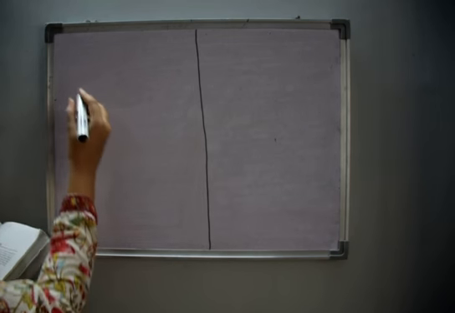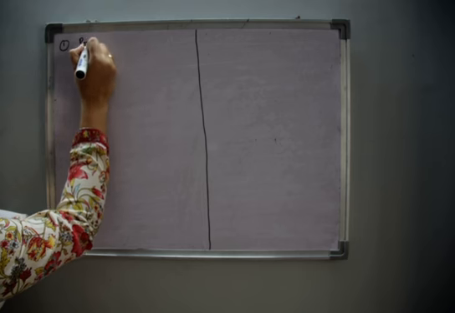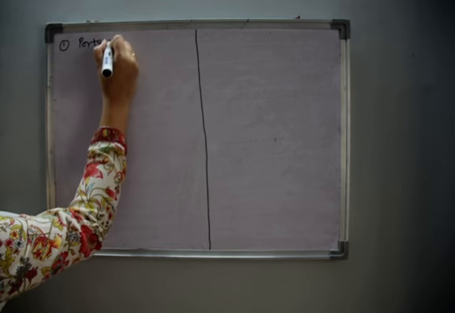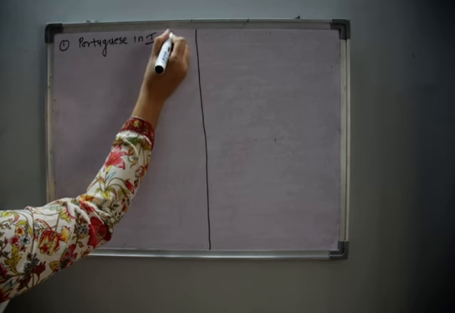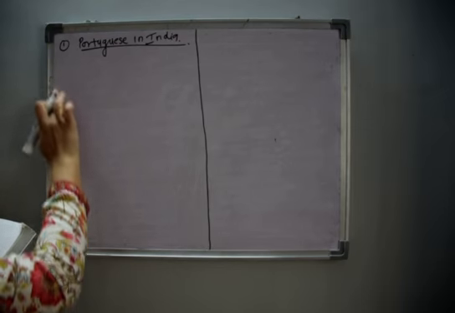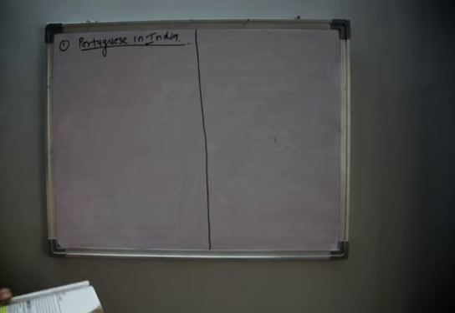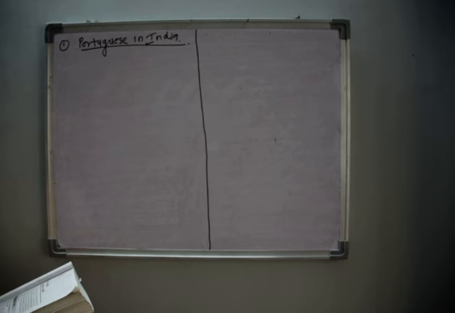So the first point is Portuguese in India. And I'm going to write only important points, because everything is written in the textbook. There is no need to write the same thing again and again. We are just trying to make short notes. Okay, so the quest for and discovery of sea route to India.